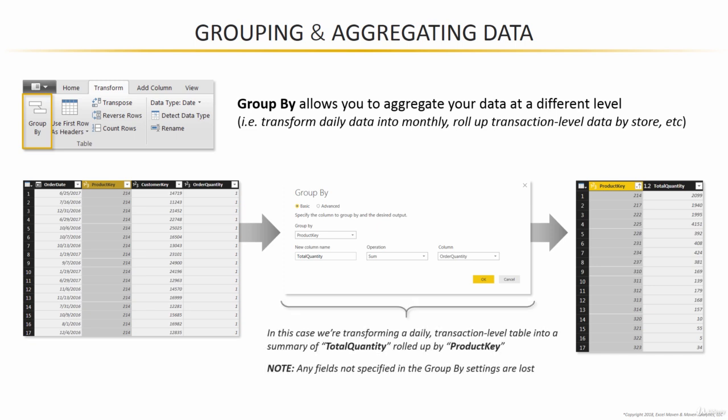So to recap, what we've done is essentially transform a daily transaction level table into a summary of total quantity rolled up by product keys. And an important thing to note here, as you may have noticed, is that any fields that aren't specified in our Group By settings are lost. They're not preserved in that final table because we eliminated that level of granularity in the process.